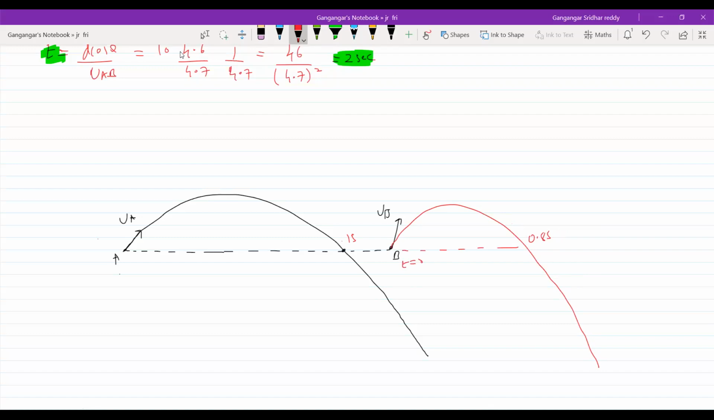Somewhere at 2 seconds, this is the minimum separation. I'm giving a rough diagram, not up to scale. So this is what actually happens here. Yes, sir, this is the path of A. So what if they're projected from the ground, sir? Then there'll be no minimum. No minimum.